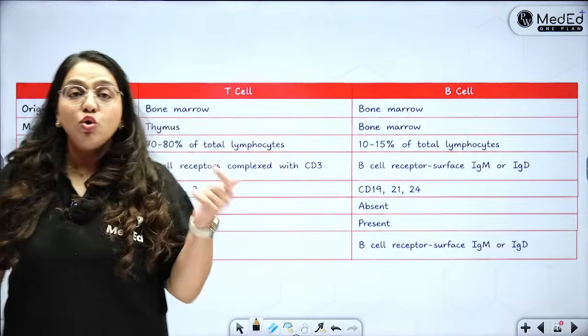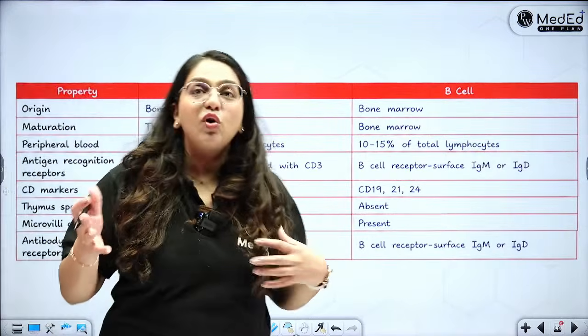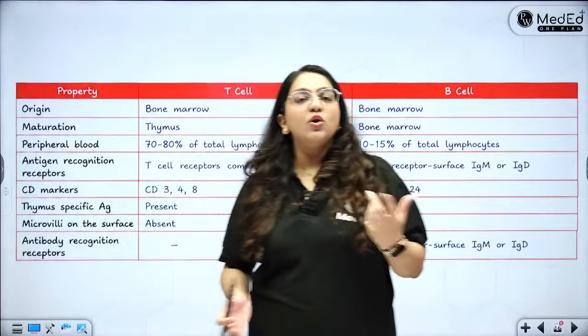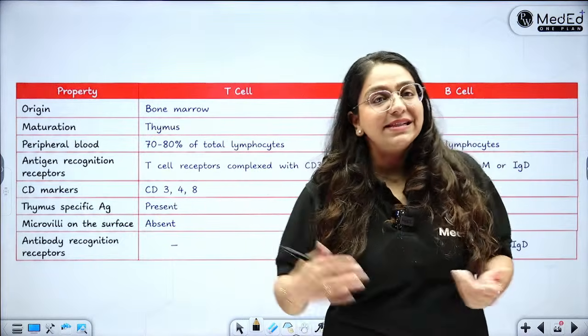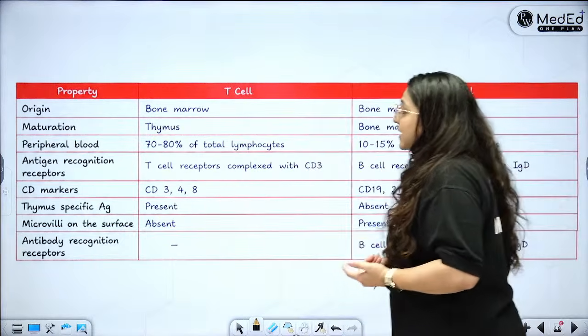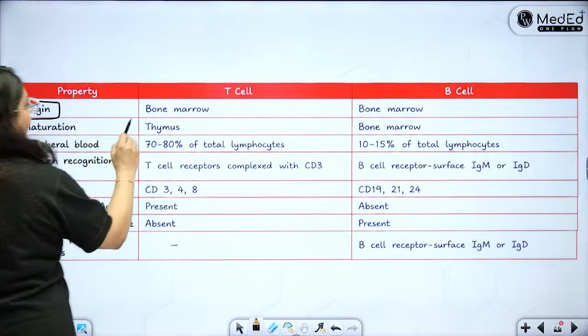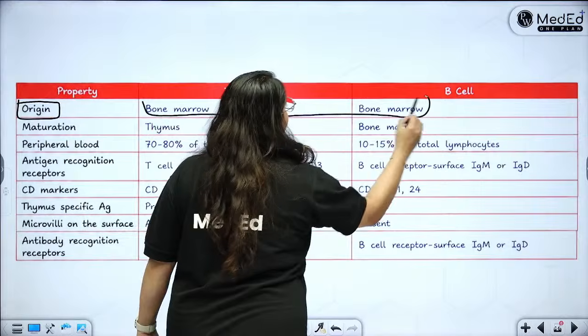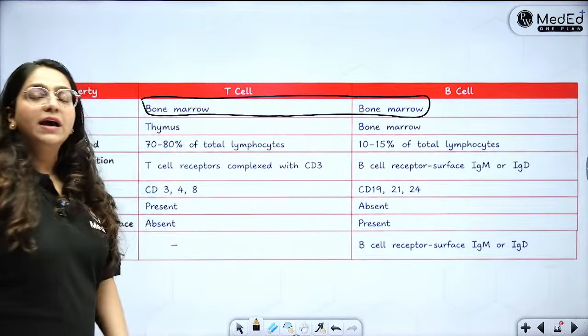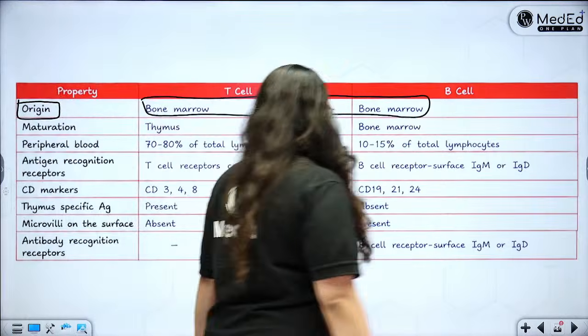Now I talked so much about T cell, B cell, going to college here and there. So sometimes they also ask you to write differences between T cells and B cells. So what are T cells? Where do they originate? Both of them will originate in the bone marrow itself. Okay? Bone marrow is the ultimate mother organ of all. That is where all the cells originate.